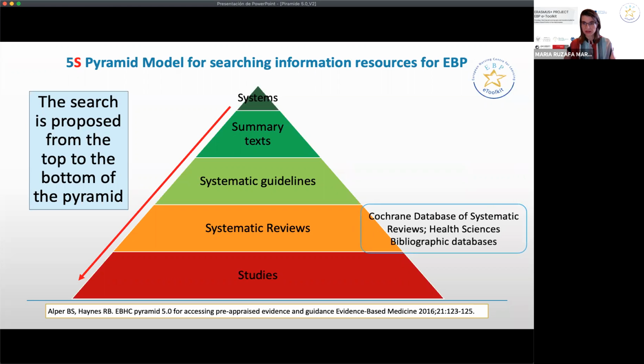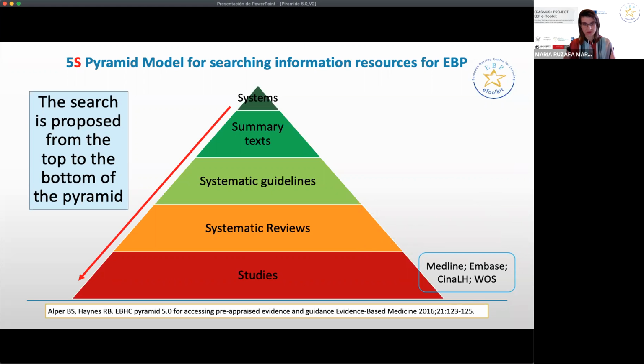In the fourth level, you can find systematic reviews, which are detailed and exhaustive summaries of evidence on a specific clinical question. Synthesis combining multiple original reports. And the Cochrane Database of Systematic Reviews is one specific resource to find these systematic reviews.